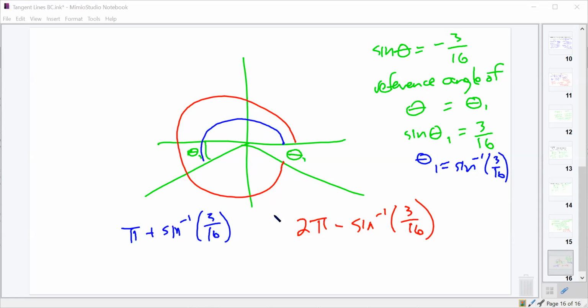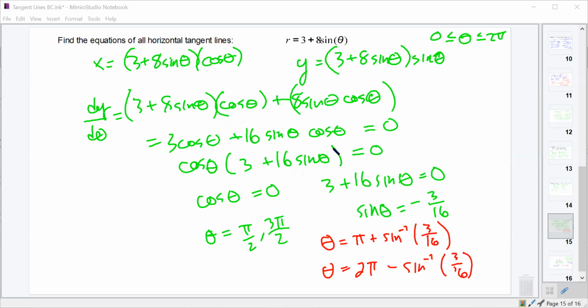So if you happen to have your graphing calculator on you, you could put in sine of pi plus inverse sine of 3/16, and it should give you out negative 3/16 as your result. And same with sine of 2 pi minus inverse sine of 3/16. It should give you negative 3/16. Does that make sense, Shayla, or no? Okay, cool.